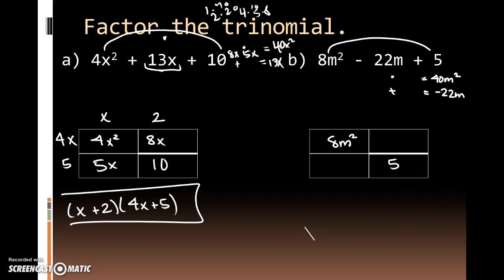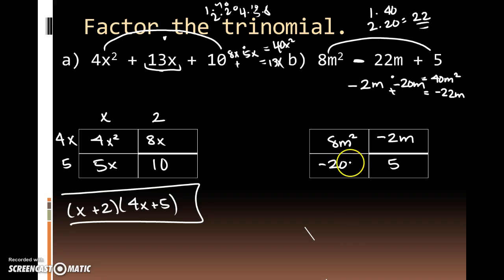Let's check out some factors. I started here, 1 times 40. If I add them, I get 41, not negative 22. Doesn't work. 2 times 20 does equal 22 when I add it, so that's a good thing. However, it needs to equal negative 22. So what can I do? I could do negative 2m times negative 20m. When I multiply them, I get positive 40m squared. And when I add them, negative 2m plus negative 20m, the signs are the same, so I add the numbers and keep the sign. So that's a winner. I'm going to put negative 2m here and negative 20m there.